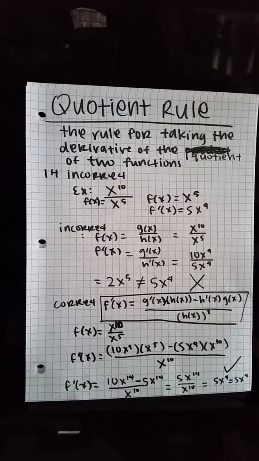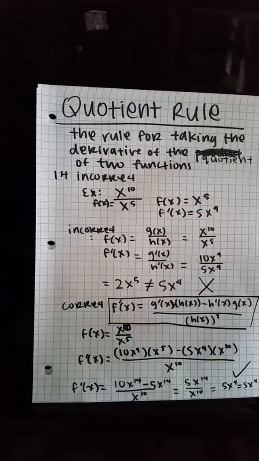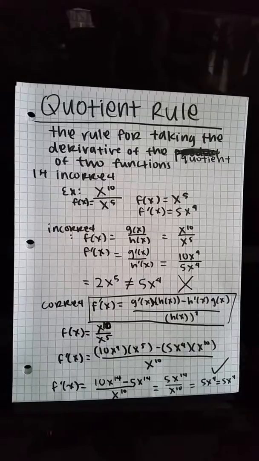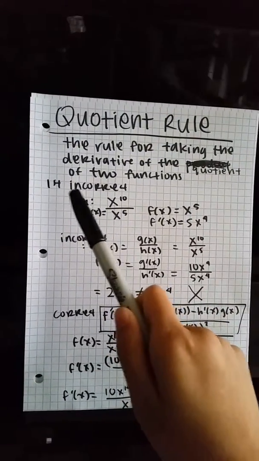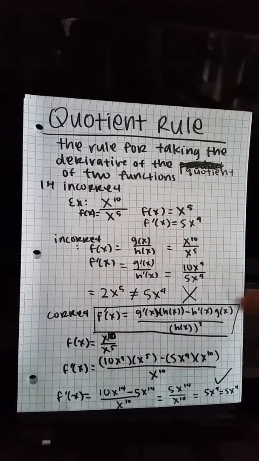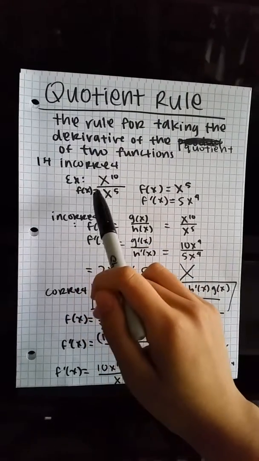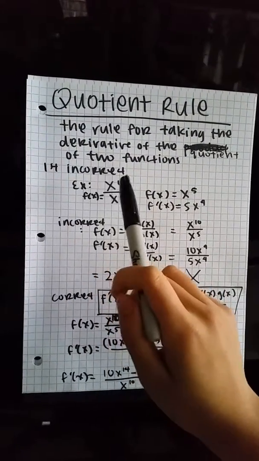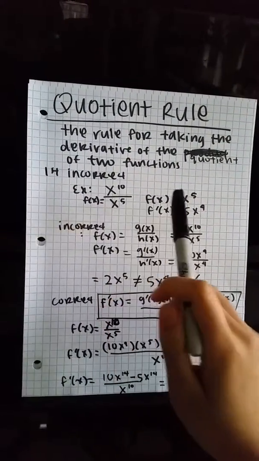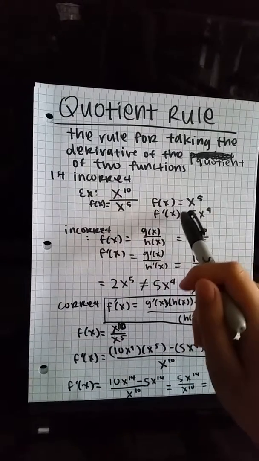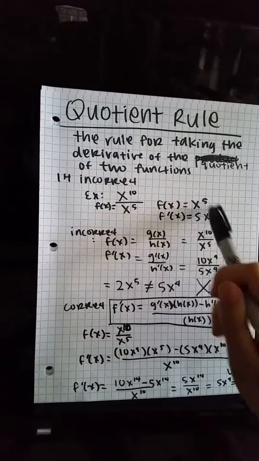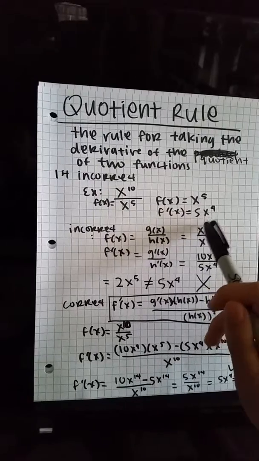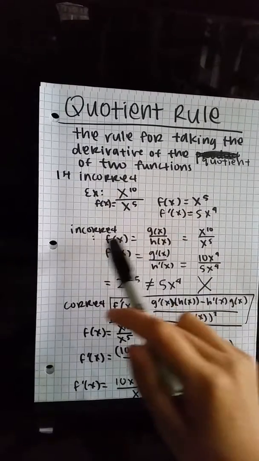Okay, so now onto the quotient rule, which is the rule for taking the derivative of the quotient of two different functions. And first, the incorrect method, which we showed for the product rule earlier. So for example, if we have f of x equals x to the 10th over x to the 5th, f of x would be simplified into x to the 5th power, and the derivative of that is 5x to the 4th.